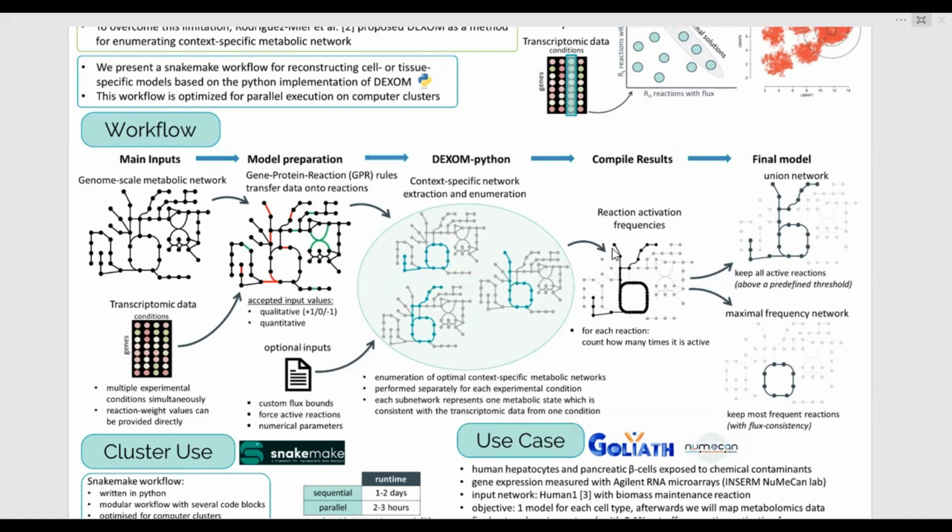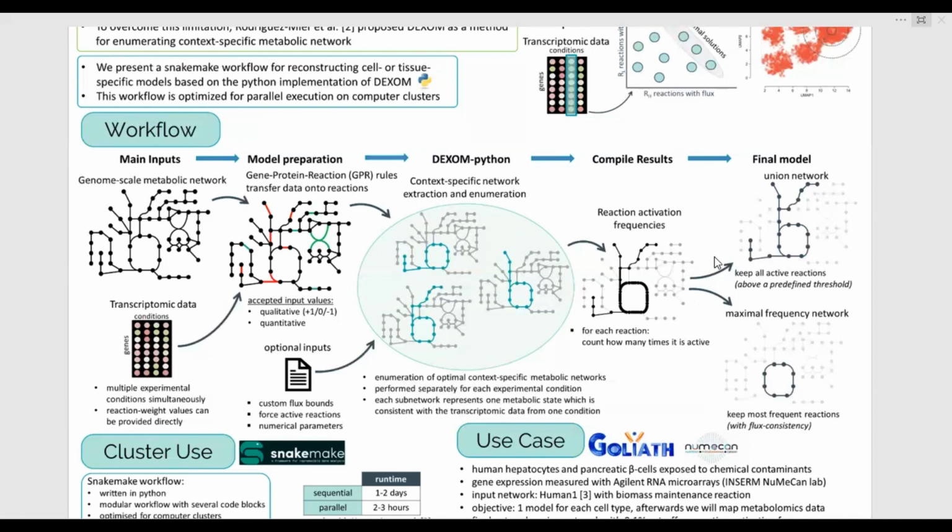There is then a step in which the results of this enumeration are compiled into one file, which we call the reaction activation frequency. Here, we simply look at each individual reaction from the network and count how many times this reaction is active in the enumeration solutions. On this diagram, the width of the reactions is proportional to the activation frequency, and the reactions with a frequency of 0 are grayed out.